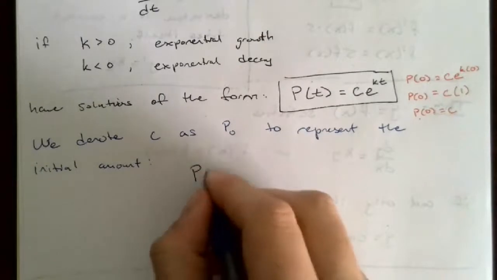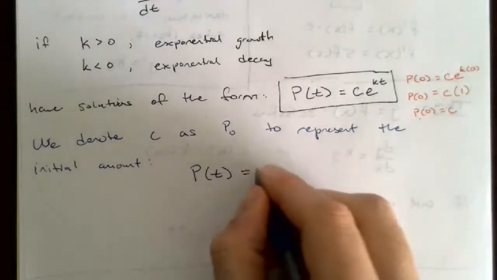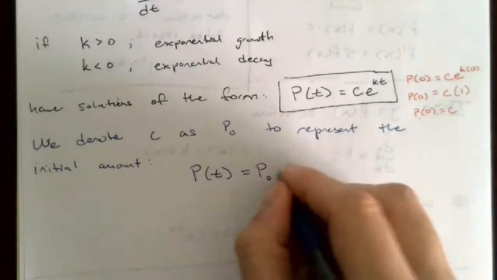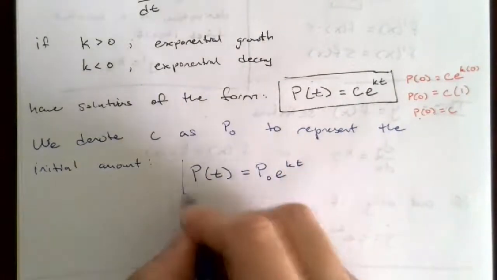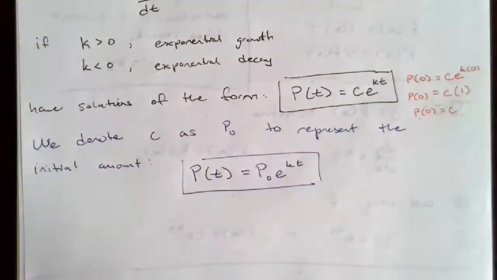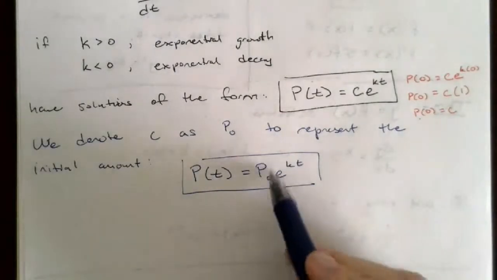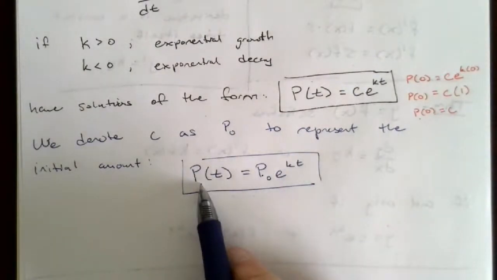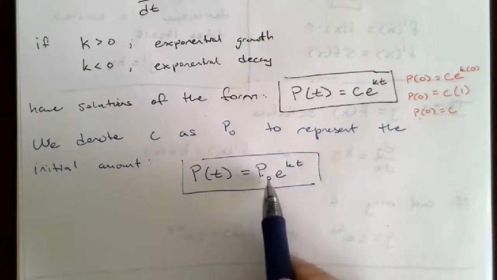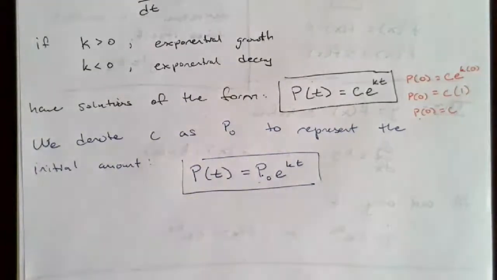We just use it as p of t equals p sub 0 e to the kt, indicating that p sub 0 is the initial amount of whatever we have that's growing or decaying. Sometimes it's money, sometimes it's a radioactive substance, sometimes it's a population. It could be anything that's growing or decaying exponentially. Typically this variable will match the variable that we used for y, but this p sub 0 means the original amount present, the initial amount.